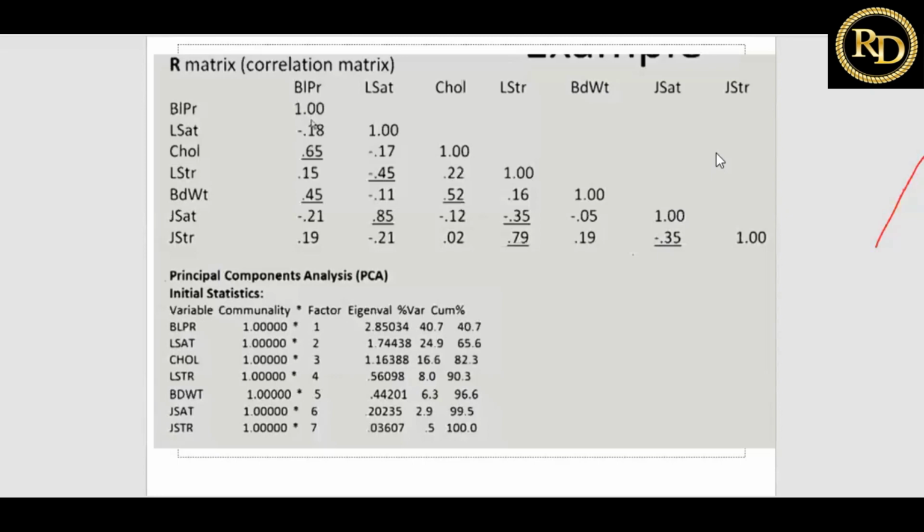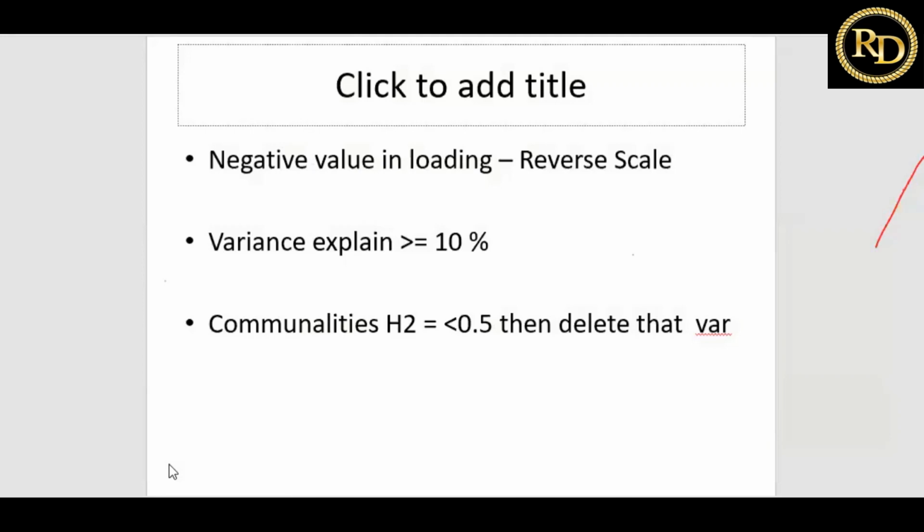This is the correlation matrix. You can see the correlations between these variables, and you can understand what the correlations are between these two variables. And this is the principal component analysis, where it tells you the factors, eigenvalue, the variability explained, and the cumulative variance. Now, a negative value in the loading is the reverse scale.